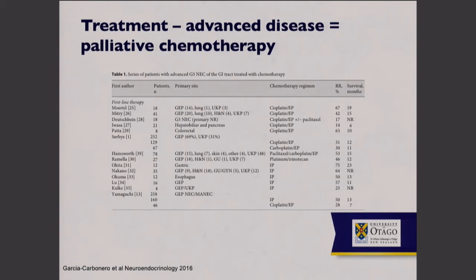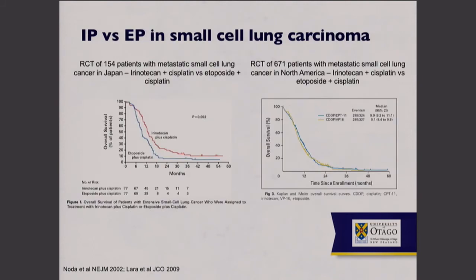Most of them use cisplatin and etoposide. The response rate in these case series ranges from down around 14% all the way up to 75%. And the survival in months ranges from 6 up to about 24. The way that we think about it, particularly the small cell carcinomas of any organ really, is similar to the small cell lung cancer, and this is the small cell lung cancer data.